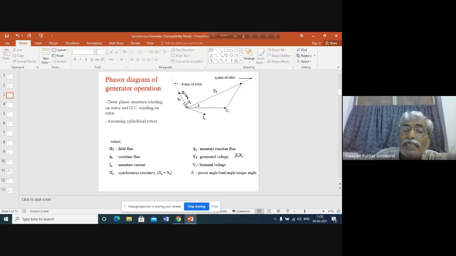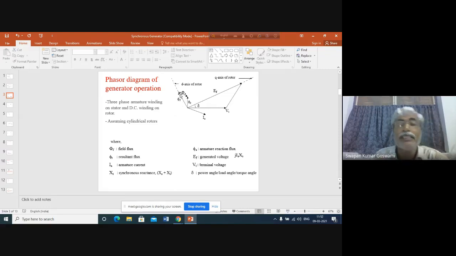What will be this angle delta? Obviously, if the field current increases, it will have another effect on delta. That means delta variation is possible in two ways: either by changing the field current or by changing the input power to the generator directly. Input power we are not changing. So here delta is changing because we are changing the field current. As we change the field current, there is a change in the armature current, which means there is a change in the armature reaction.